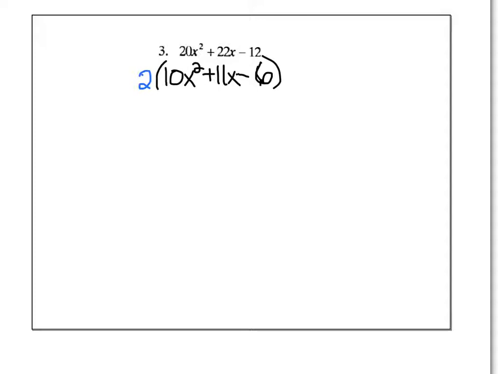So now we look at how many terms I have here. I have 3. 3 terms means we're going to use our Sienna hat, multiplying the first times the last. So 10 times negative 6 is negative 60. And I need factors of negative 60 that'll add up to the middle term, which is 11. So now I need two numbers that will multiply to a negative and add to a positive. Well, if they're multiplying to a negative, that means one is positive, one is negative. And these factors would be 4 and 15. But since the 11 is positive, the 4 has to be the negative one and the 15 positive.